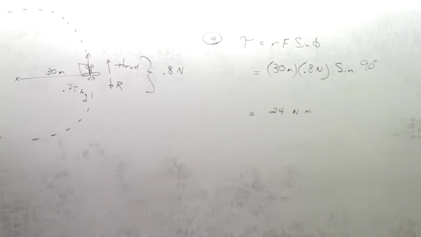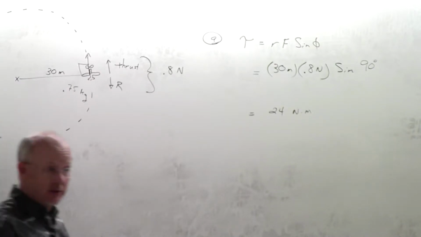All right. B, find the angular acceleration of the airplane when it is in level flight. So this is just level flight, going around. What is the angular acceleration?